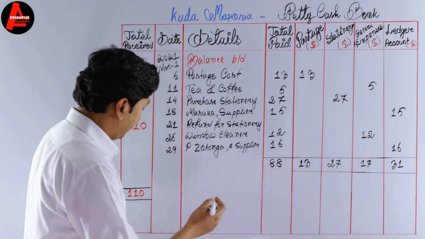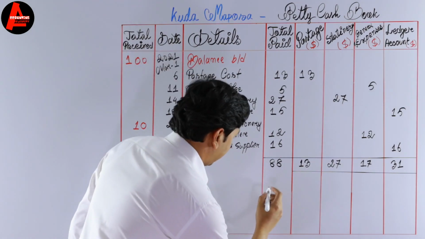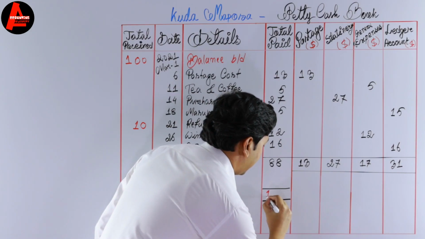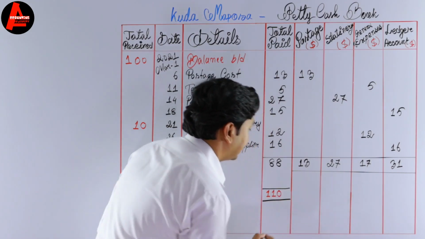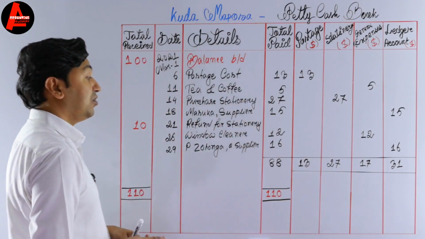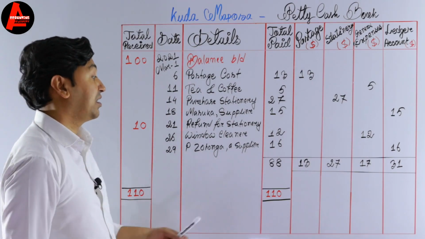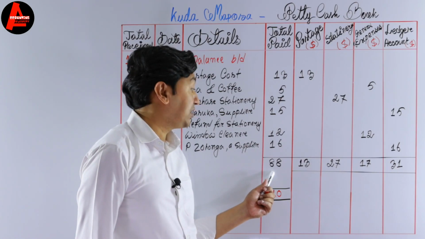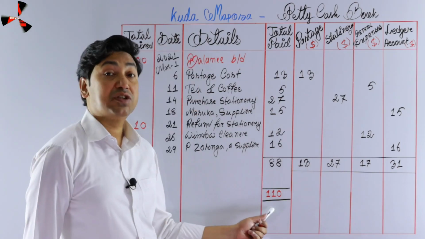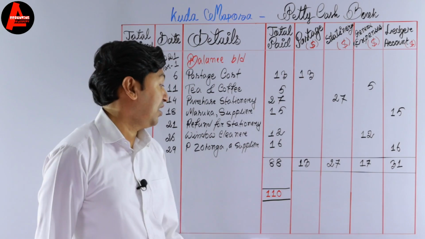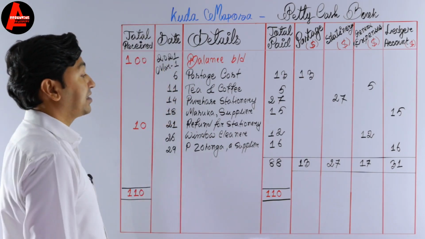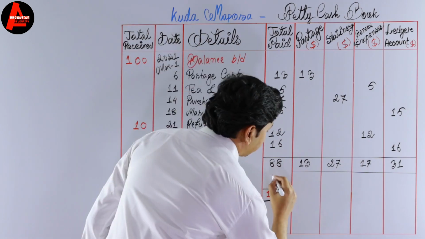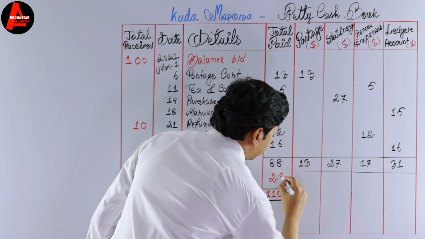Okay, now here we'll write on the same level. $110. Okay, now what to do? Now we will subtract this total paid, means total expenses, which is $88 from this $110. Okay, so 110 minus 88 equal to $22. Yeah, so let us write here 22.